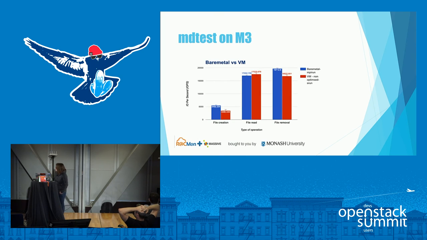So this is the graph, a very simple one, showing the file creation, file read, and file removal operations between the bare metal and virtual machine. As you can see, the results are quite promising, especially since the VM is not optimized, as we didn't apply any NUMA topology in this case. The test is running across two nodes.